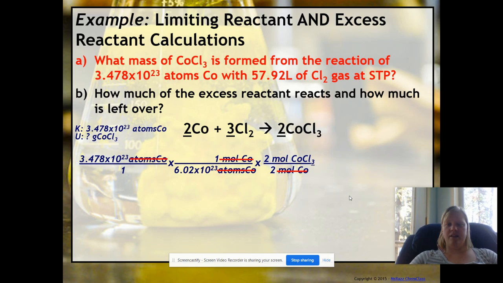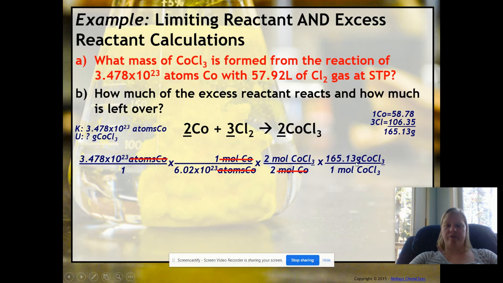And then we need to come up with our molar mass of cobalt chloride so we can figure out how much is produced. And so we just pop that in, 165.13 grams. If you look up here in our cobalt chloride, we have 1 atom of cobalt for 3 atoms of chlorine. So you just add those up and we'll get the molar mass. Okay, so we would produce 95.40 grams of cobalt chloride if we start with 3.478 times 10 to the 23rd atoms of cobalt.